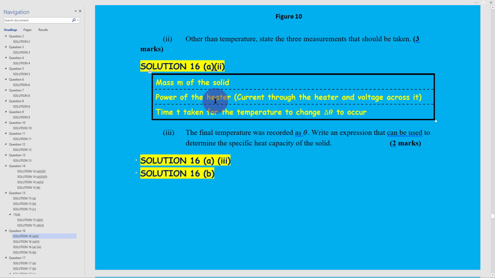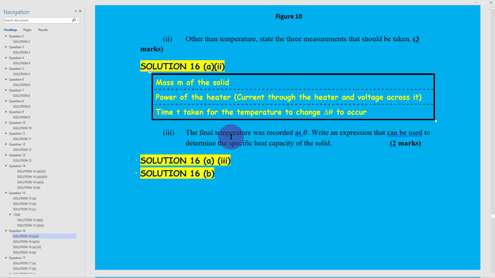We can also measure, or record, the power of the heater. And if that is not possible, then we need to know the steady current through the heater and the voltage across it in order to use power equals IV. And of course, the time t taken for the temperature to change by delta theta.